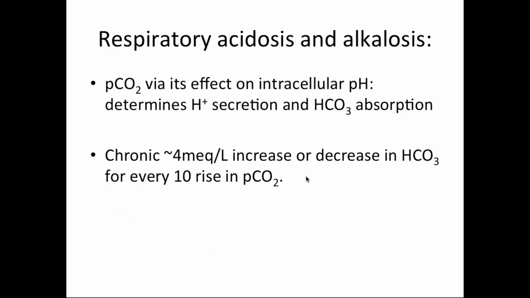For respiratory acidosis and respiratory alkalosis, in respiratory acidosis the increase in the PCO2 will cause a decrease in the intracellular pH, and that will then cause increased hydrogen ion secretion and increased bicarb reabsorption. And as we've talked before, in chronic respiratory acidosis or respiratory alkalosis, for every 10 increase or decrease in PCO2, the bicarb will go up or down by 4.